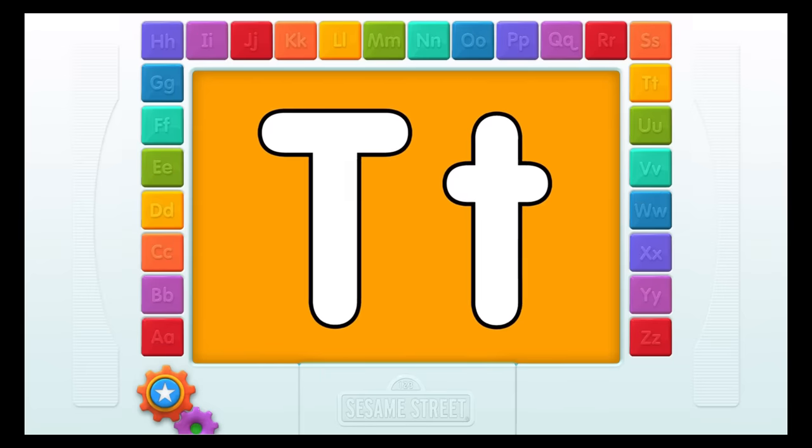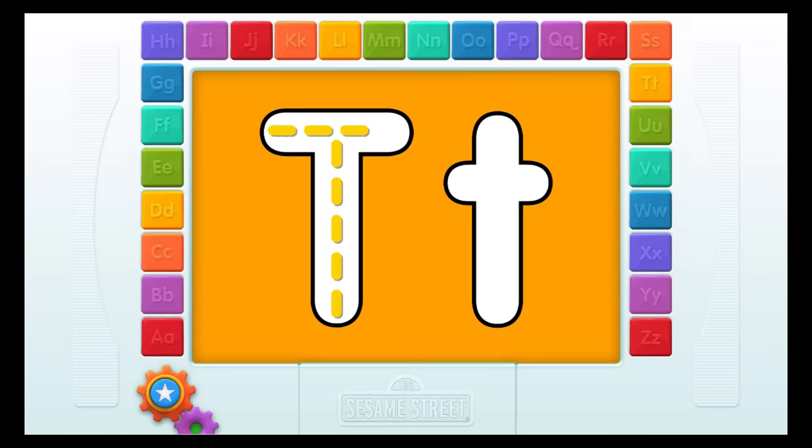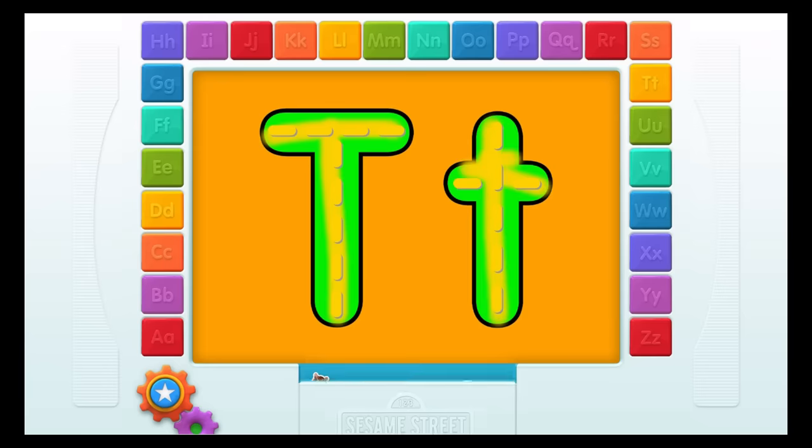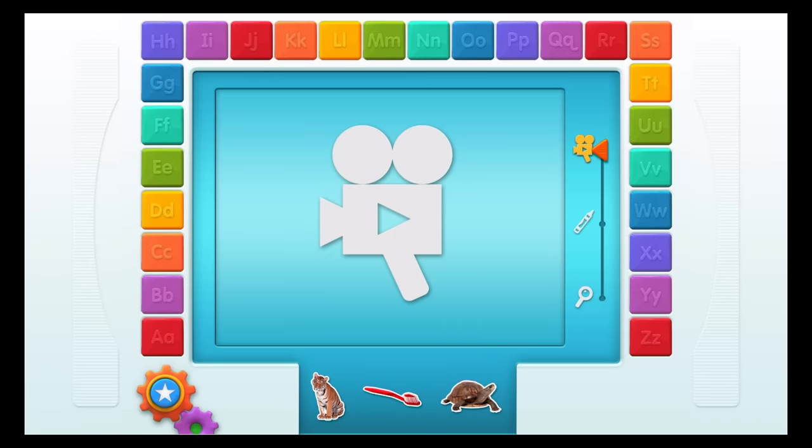T. Wow, Elmo thinks you picked a great letter. You know what to do. Just follow the yellow lines to make the letters. Very good. Now, make the lowercase letter. T. You did it. Choose one of these things. Touch it with your finger. T.